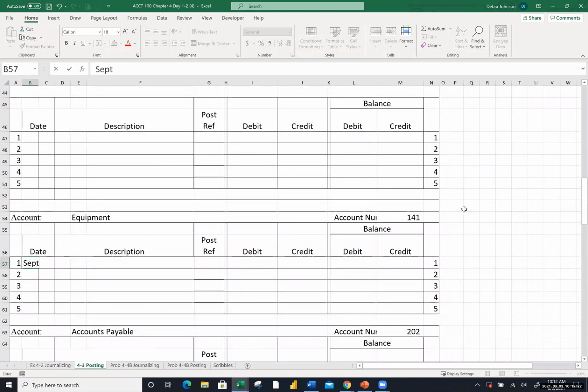We have September. So much easier when you have two screens. September 4th, I think that was. The amount was a debit of 4350. We're keeping running tabs. Right now there's 4350 in there. And that came from the journal page 1. I'm going to go back over to that journal and put in account number 141 to show that I've posted, to show that I've updated the balance.